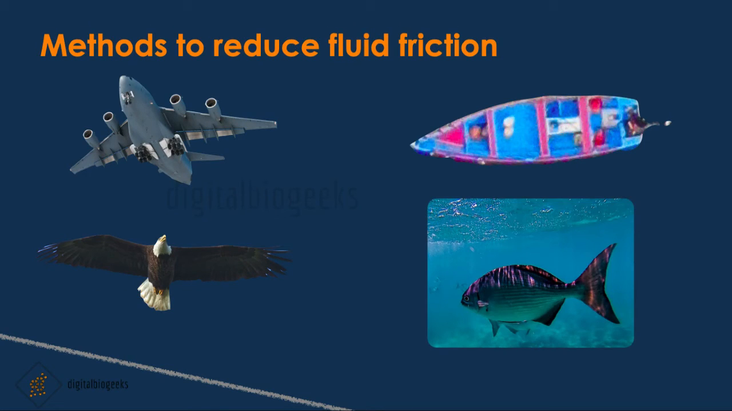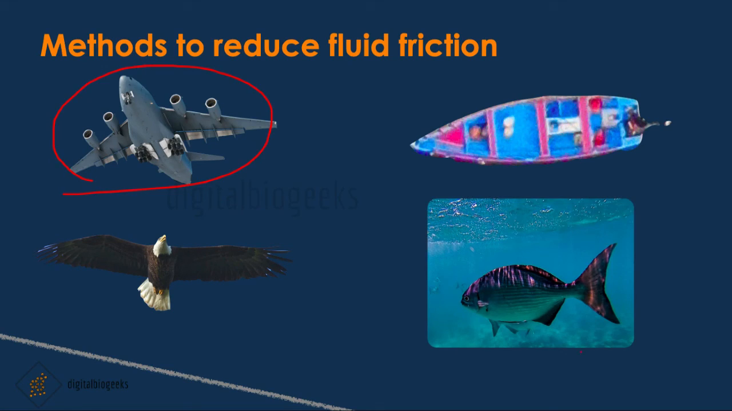Now let's learn about the methods to reduce the fluid friction. A streamlined body shape can reduce the fluid friction. We know that birds can fly faster in the air. This is due to the streamlined body nature. And because of this reason, scientists have given the aeroplane a streamlined shape to reduce the friction and move faster in the air.